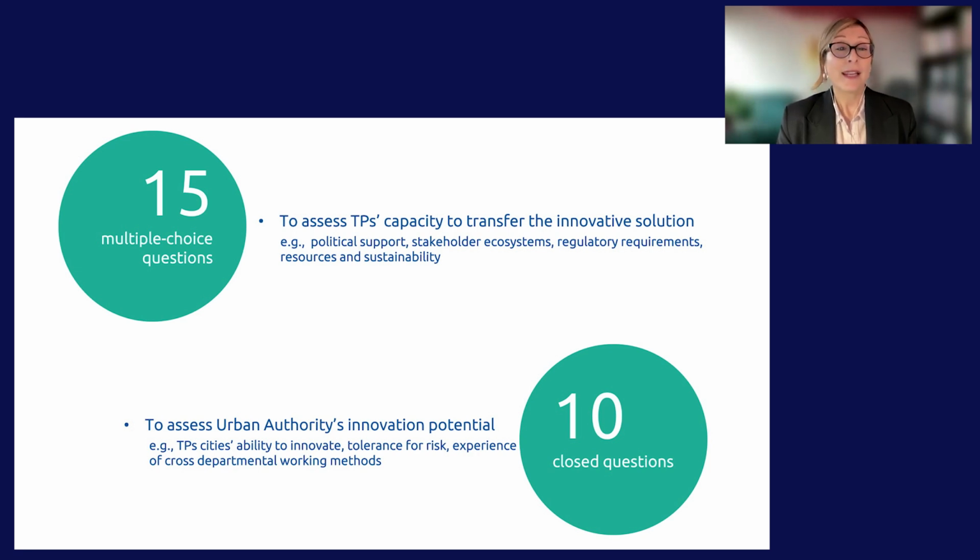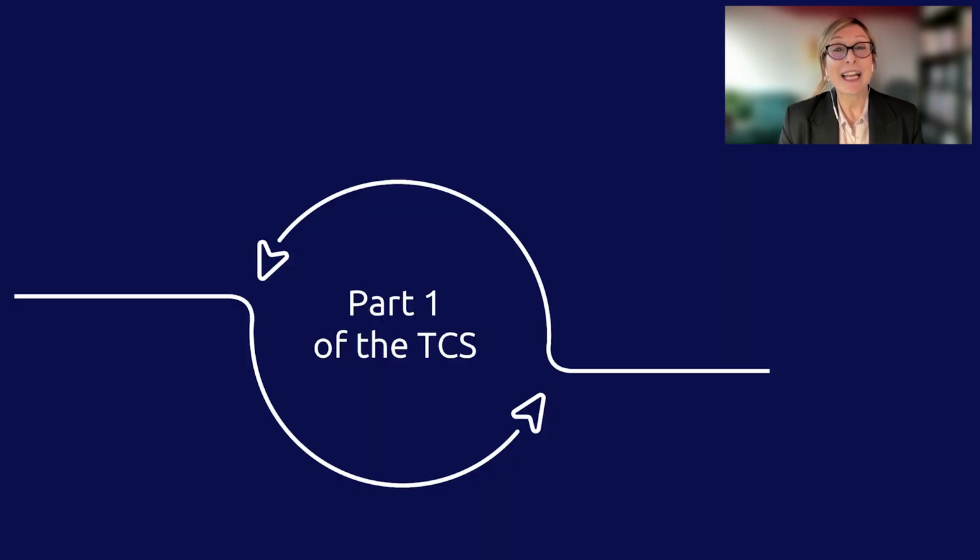Part 2 is designed to assess the innovation potential at the transfer partner's urban authority level. This section includes 10 closed questions, rated on a 5-point scale, through which transfer partners can assess aspects like cross-sector and interdepartmental collaboration and capacity to design, prototype, and scale up innovation pilots. Now, let's take a closer look at the survey questions.